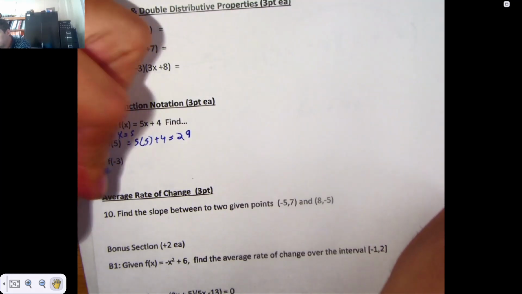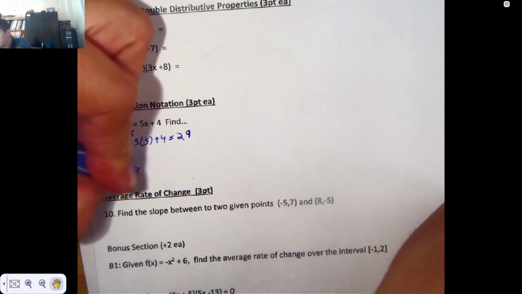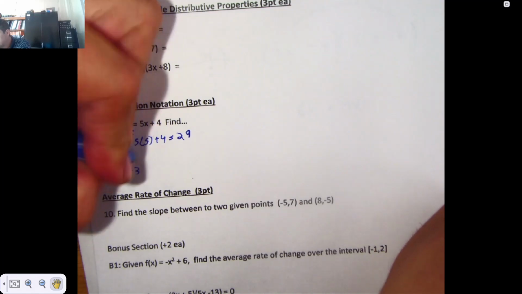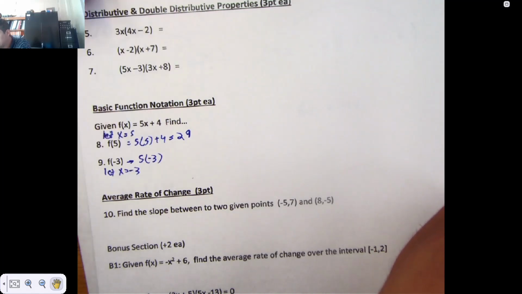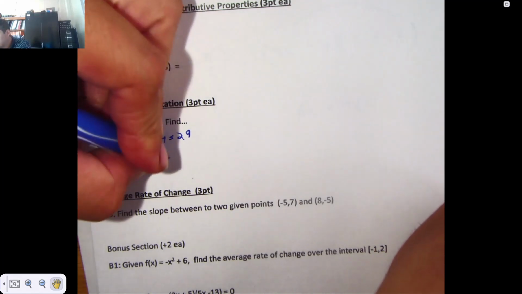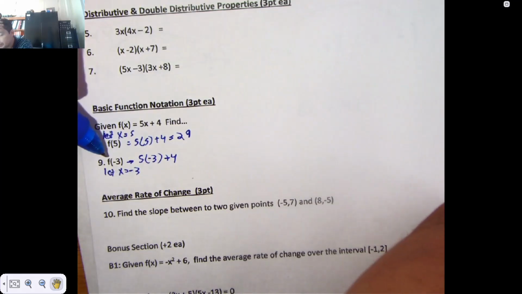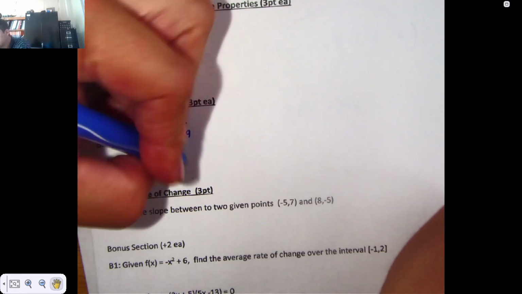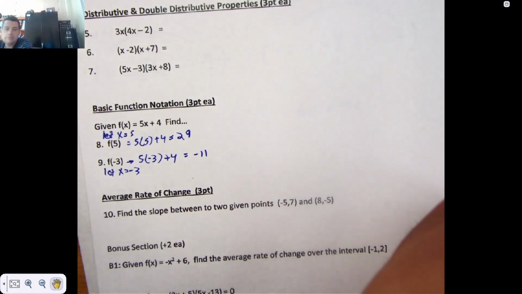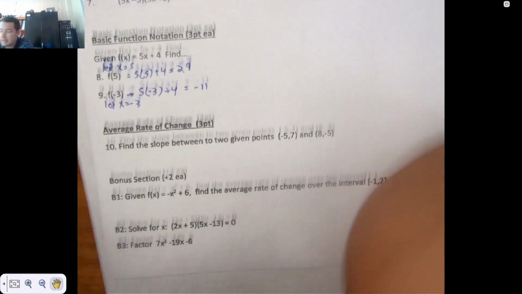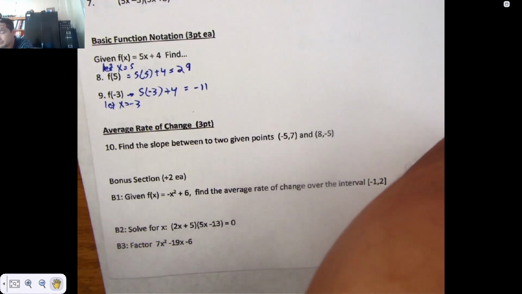F of negative 3, same thing. Let x be a negative 3. I don't know what to tell you if you can't get this to click. I understand there's notation. That's negative 15 plus 4, negative 11. That's how hard function notation is, and function notation is huge. You've got to get this down.